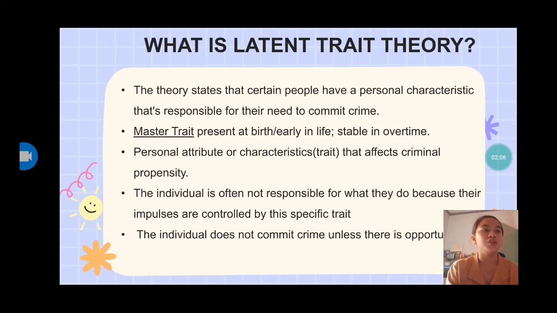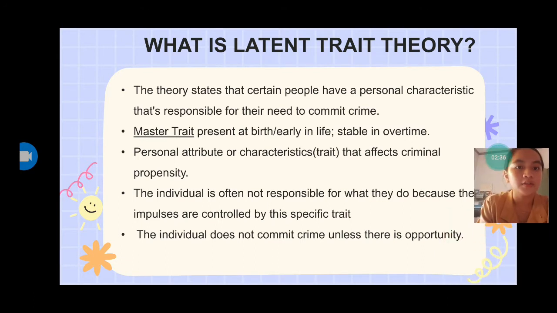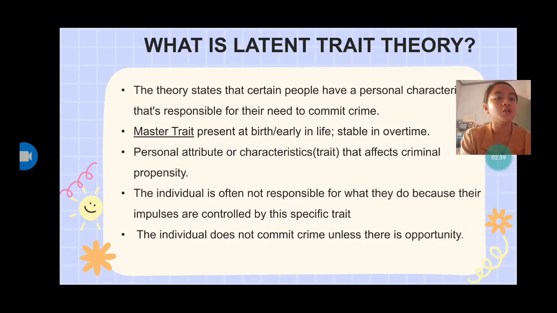So if you are lacking self-control, you might do crime or something unlawful. Crime is not caused by choice but inherited through uncontrollable biological and psychological traits. As I said earlier, a person with a latent trait is not obviously going to do it, however, the traits can change it. The individual does not commit crime unless there is opportunity. However, this latent trait is from birth, early in life.